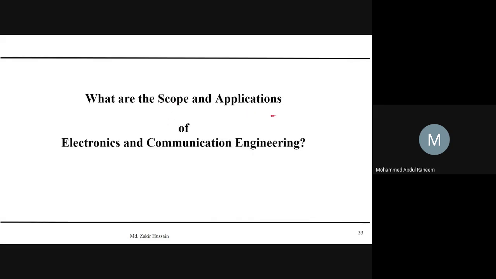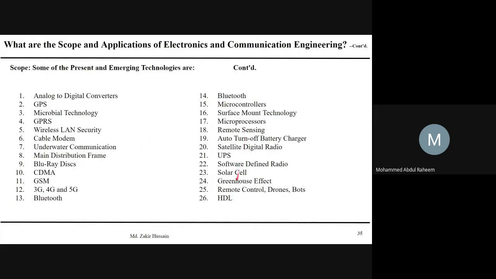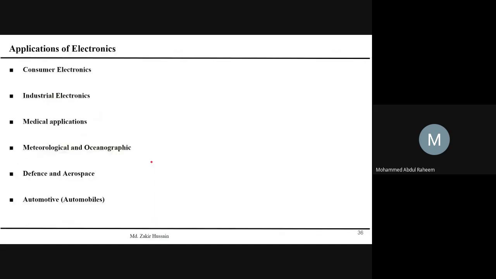What are the scope and applications of electronics and communication engineering? You see them here. I have listed plenty of present and emerging technologies. You can go through them. I will share the slide anyway. Here, a few more I have listed. Applications of electronics, we can categorize as consumer electronics, industrial, medical, meteorological and oceanographic, defense and aerospace, and the automobile sector.